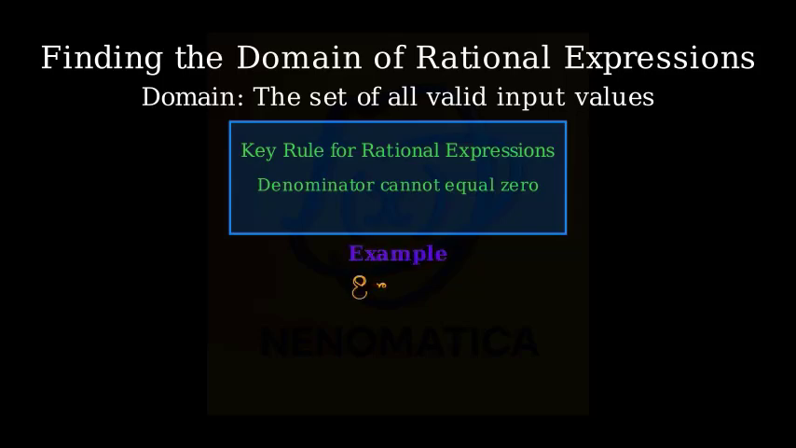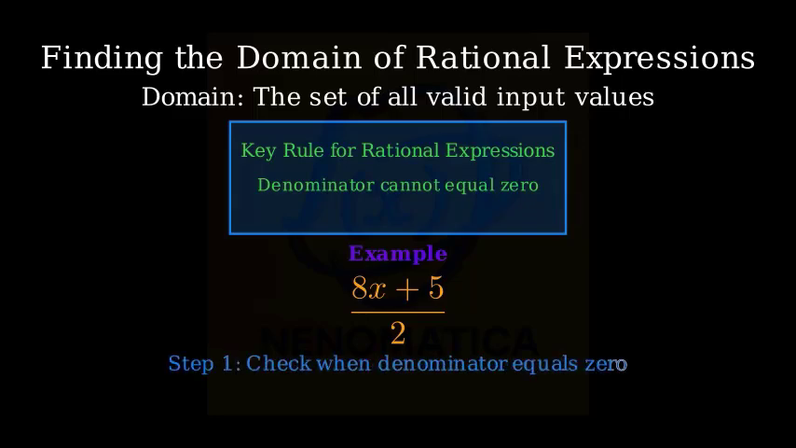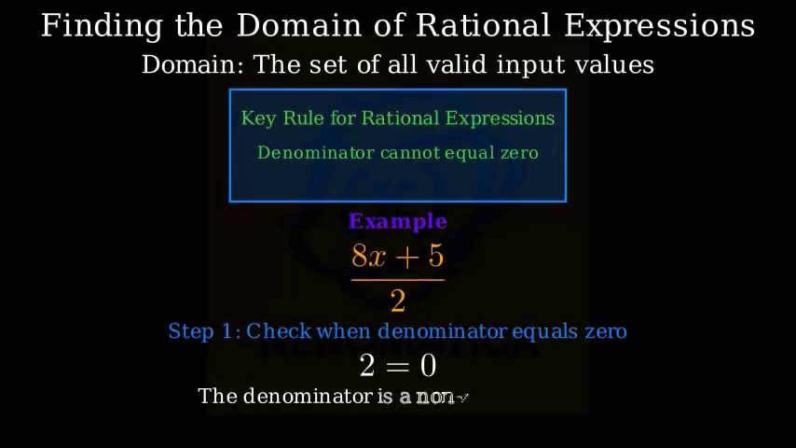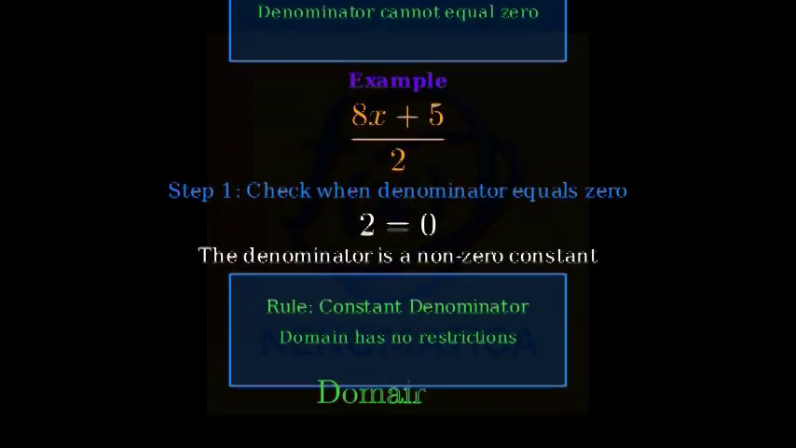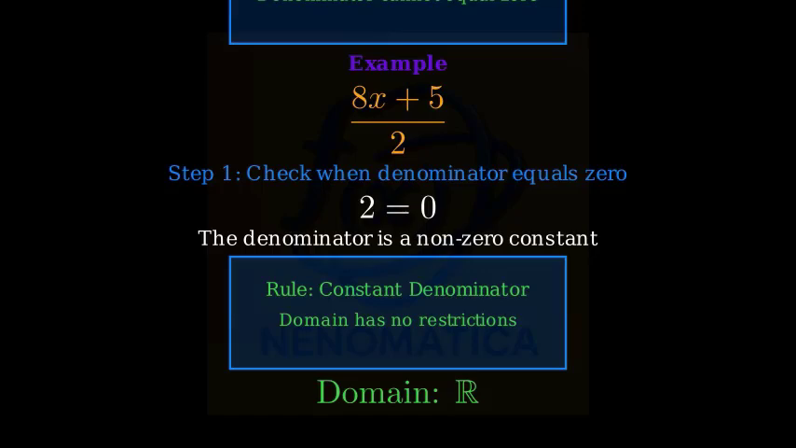Let's start with our first example. Find the domain of the expression (8x + 5) divided by 2. To find the domain, we need to determine when the denominator equals 0. In this case, the denominator is simply the constant 2, which never equals 0. Since the denominator never equals 0, there are no restrictions on the domain. Therefore, the domain is all real numbers.